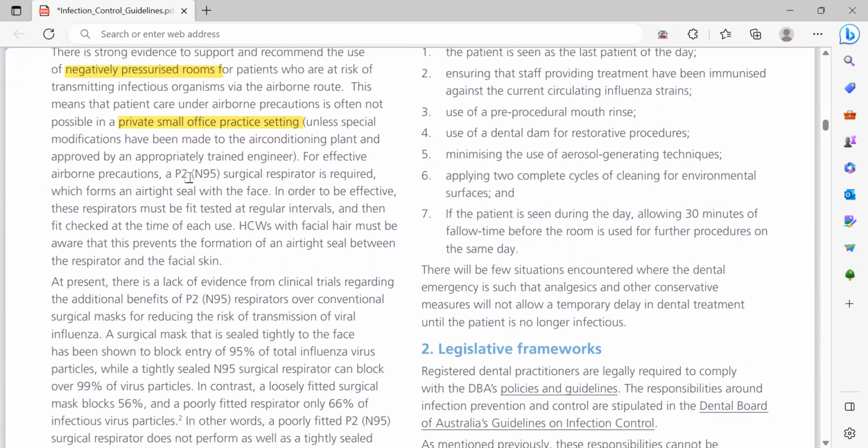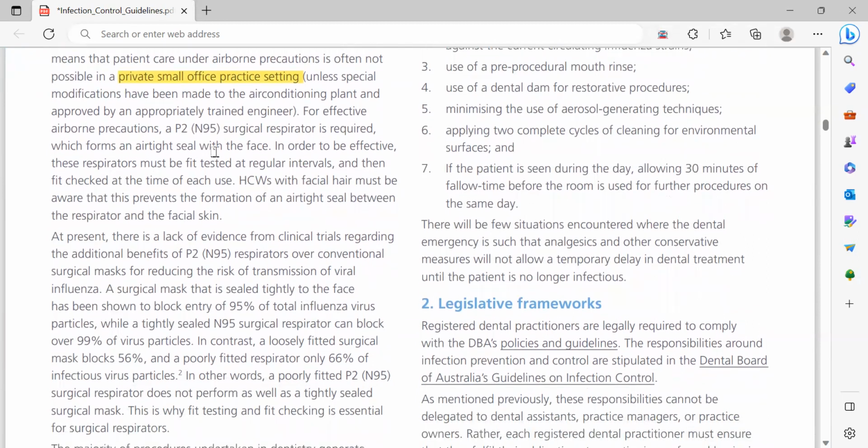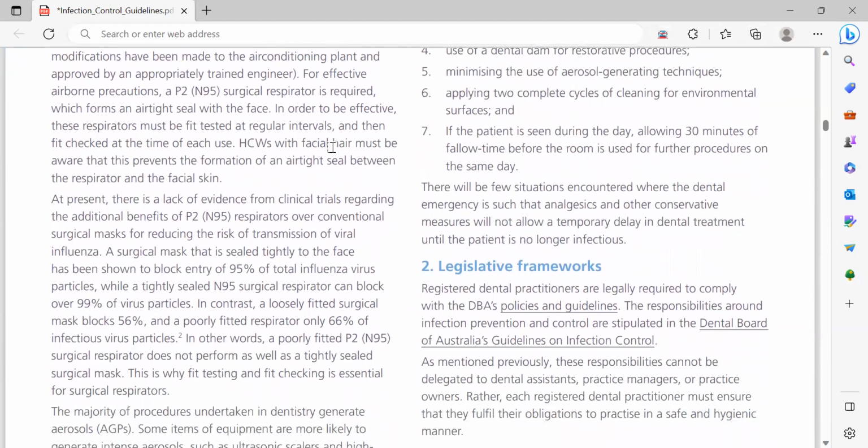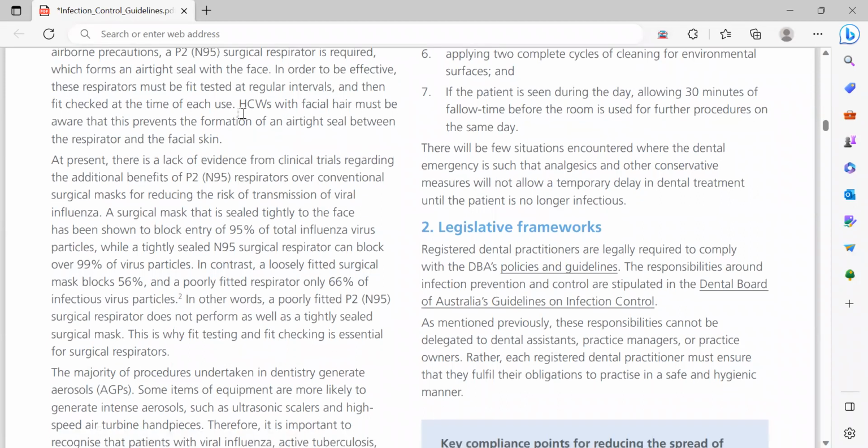And for effective airborne precautions, a P2/N95 respirator is required, which forms an airtight seal with the face. In order to be effective, these respirators must be fit tested at regular intervals and then fit checked at the time of each use.